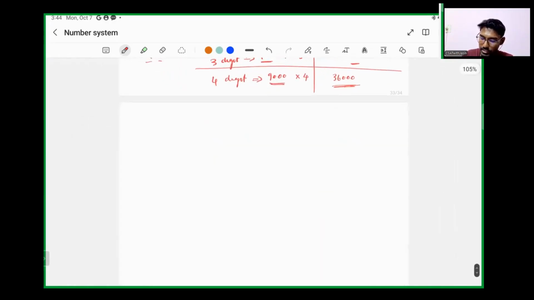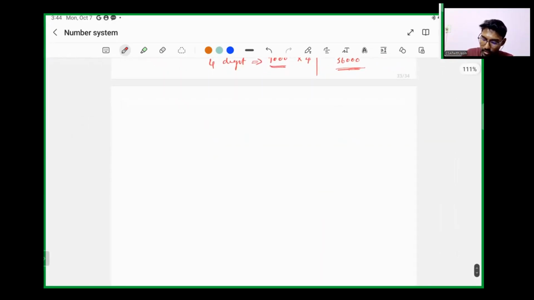Okay. Now let me ask you a question. How many digits are there from 1 to 9? Yeah, 9 digits are there, because there are 9 numbers from 1 to 9, and all these are 1-digit numbers. So you have got 9 digits.